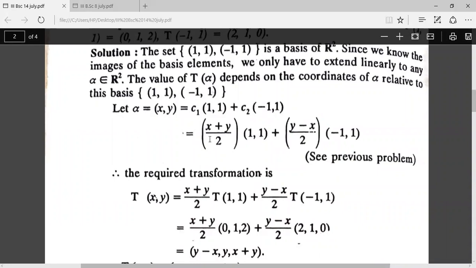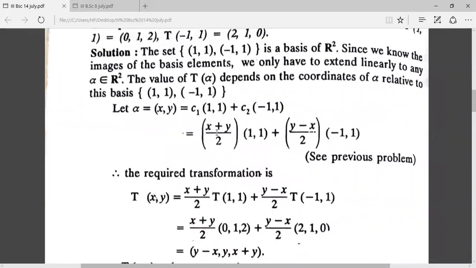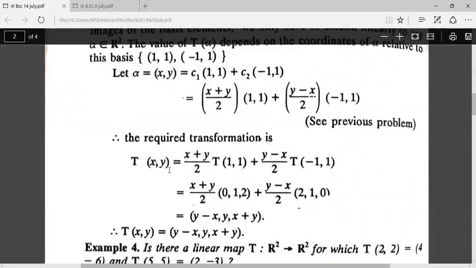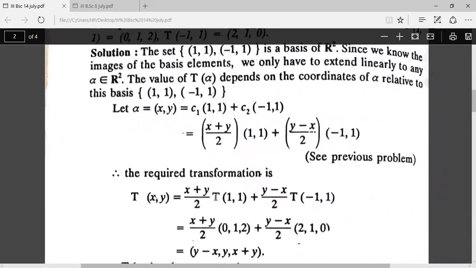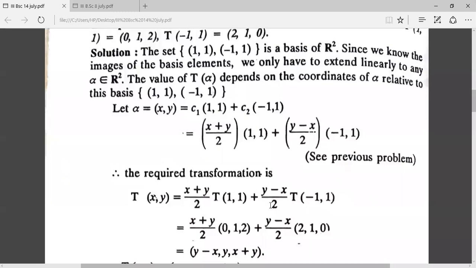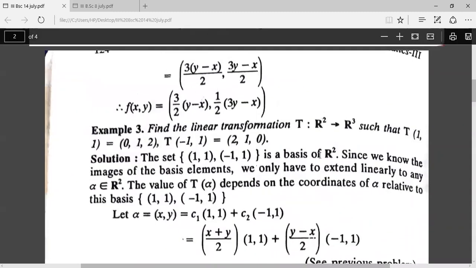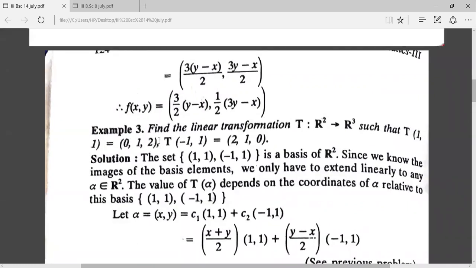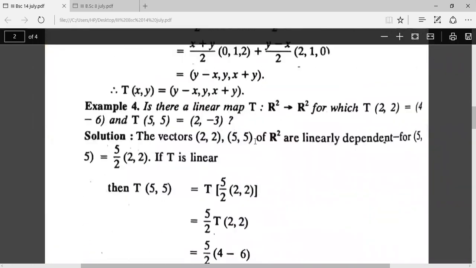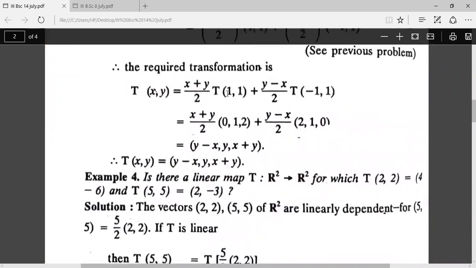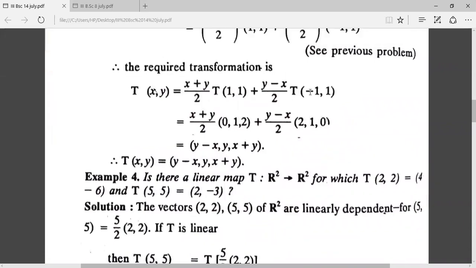Now operate T on both sides. So T of (x, y) equals (x plus y) by 2 into T of (1,1) plus (y minus x) by 2 into T of (-1,1). What is the value of T of (1,1) given there? T of (1,1) in the problem is given to be (0,1,2), and T of (-1,1) is given to be (2,1,0). Substitute those values there.